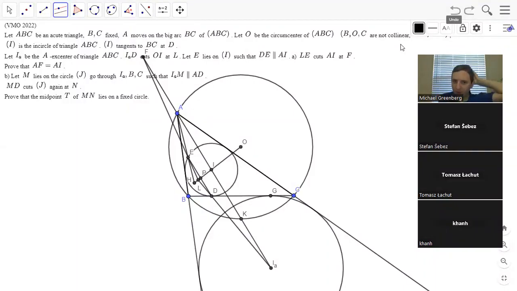Oh wait, let's think about this. Is this just a homothety? Because K is the bottommost point of this circle, and D is the bottommost point of this one. We just have to show angle EID equals angle AOK, right?